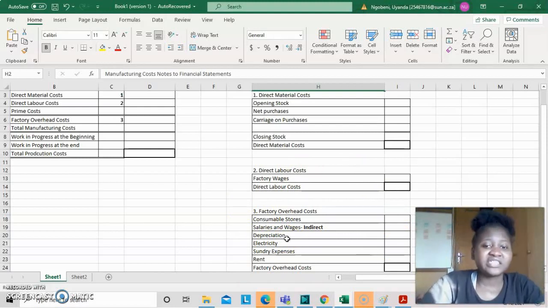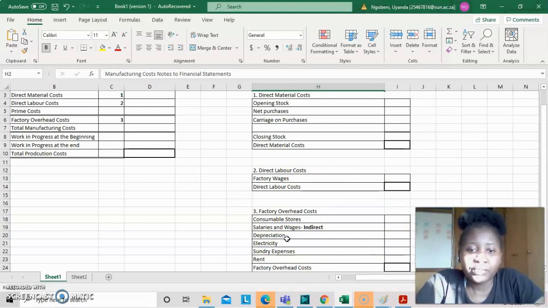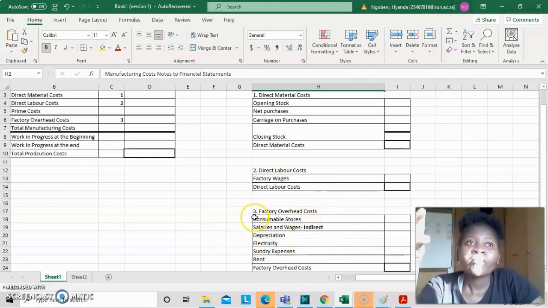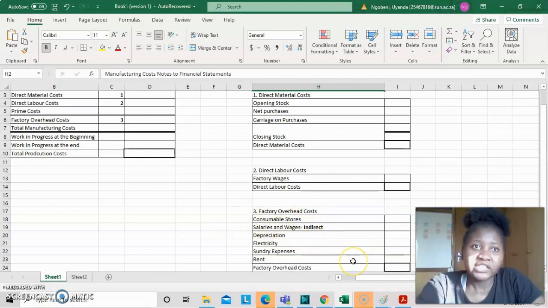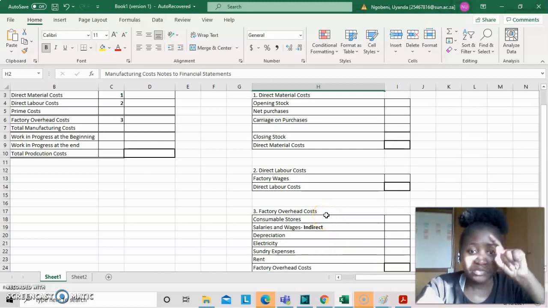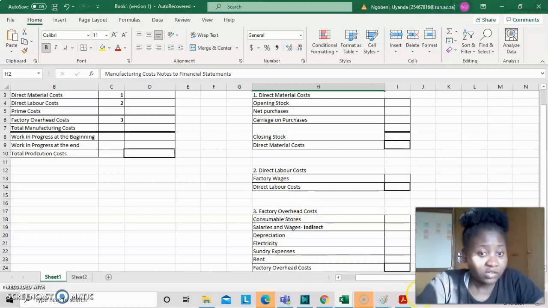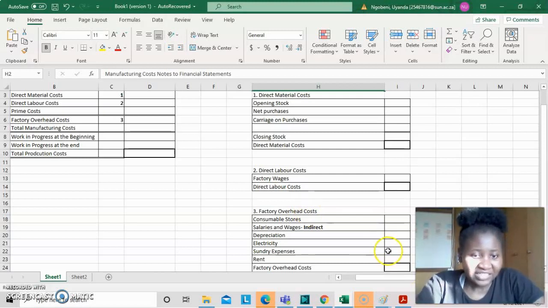So the factory cleaners that I was talking about, we put them here. Remember, all the other expenses that we incur as a manufacturing business to keep the show running. You get it? So we have a factory, right? If we have a factory, we need to pay rent for the factory. So the rent is our factory overhead. That's clear, right?